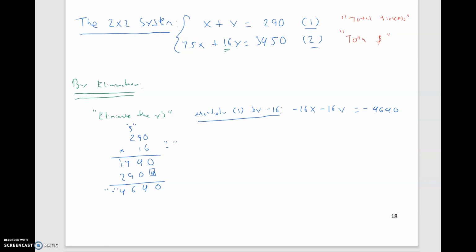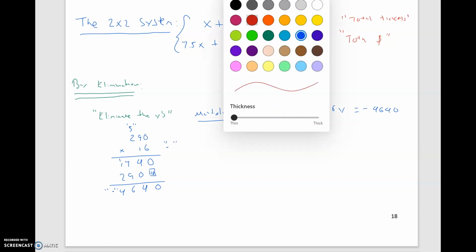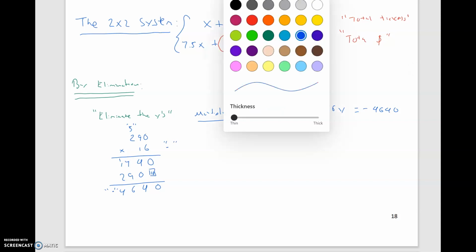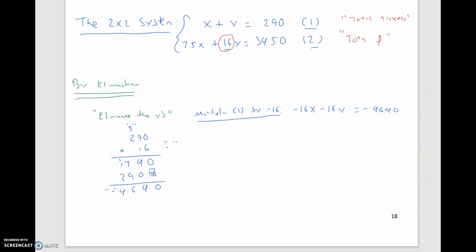In this case, the main idea was to cancel the 16. Let me point to the 16. I was looking at canceling that 16. So you need an opposite multiple if you're using the elimination method. And then let me say, add.